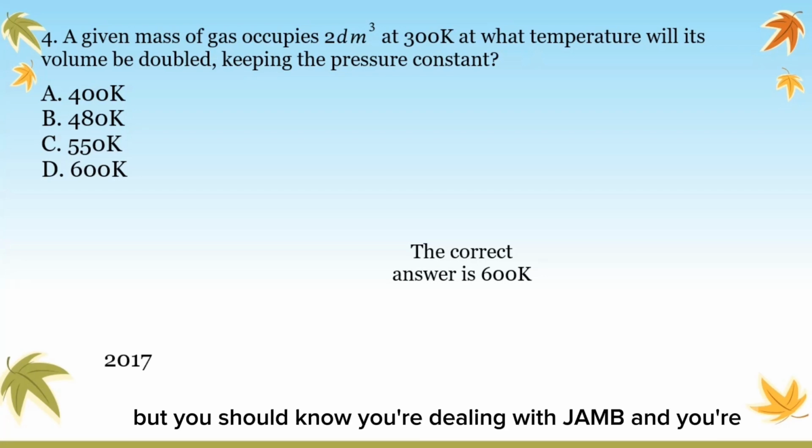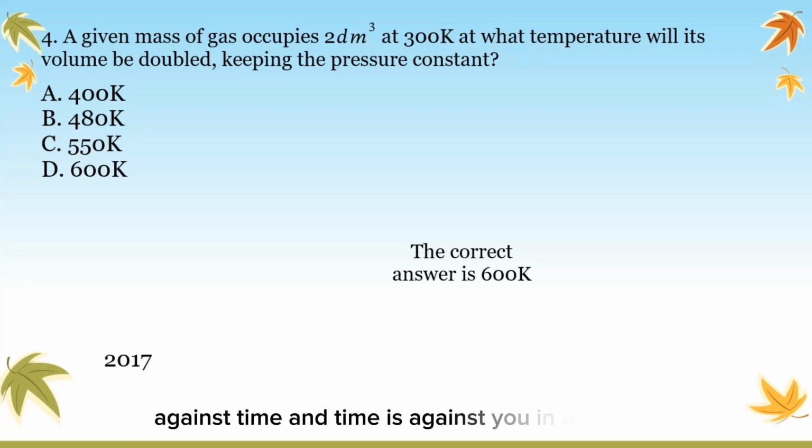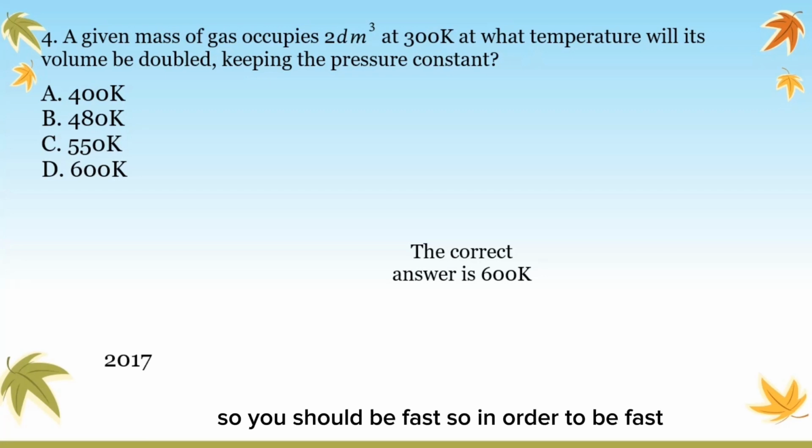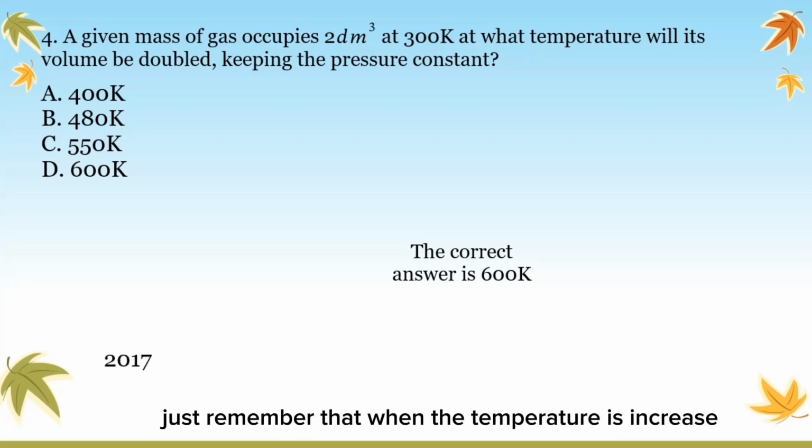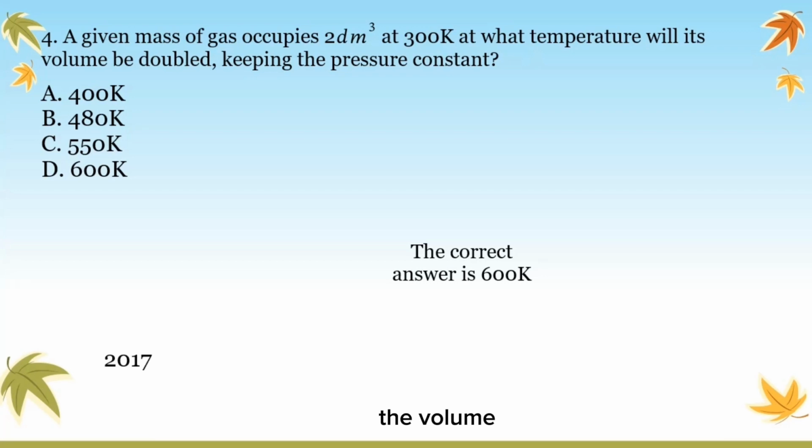But you should know you're dealing with Jamb and time is against you in any way around. So you should be fast. In order to be fast, just remember that if you see this type of question, when the temperature is increased, the volume too is increased. If the temperature is doubled, the volume too is doubled. So we'll be solving it in the next seconds. Sorry for saying minutes.